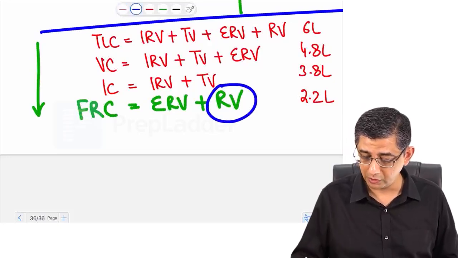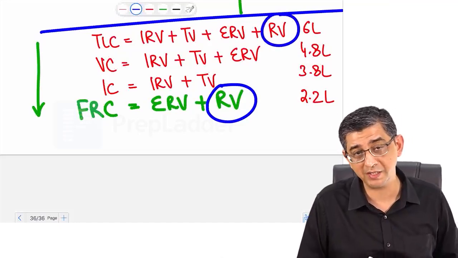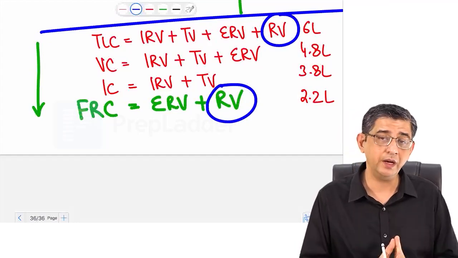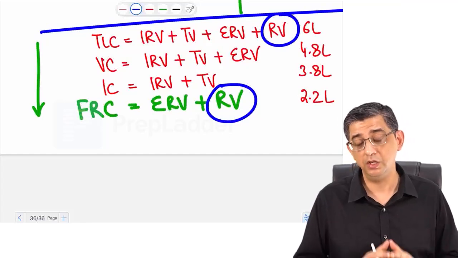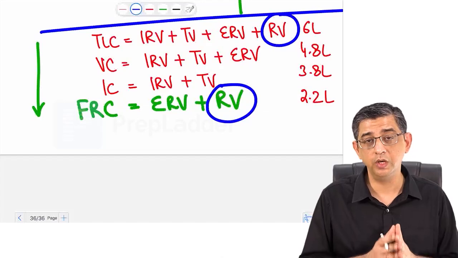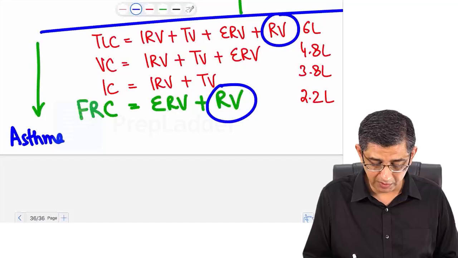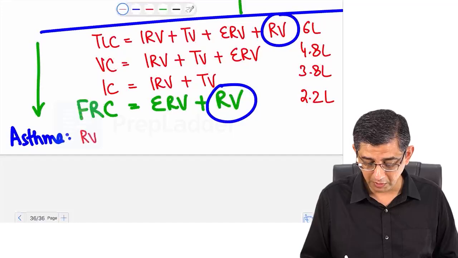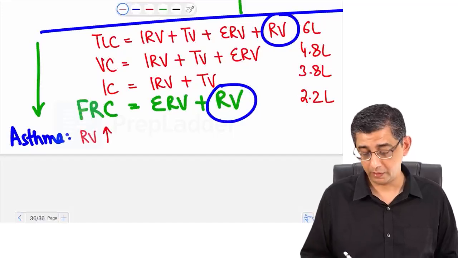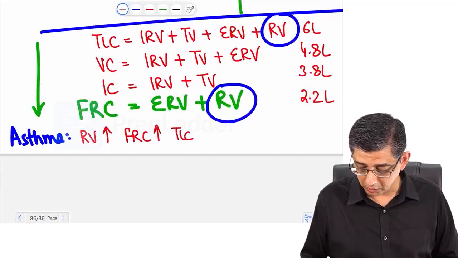Residual volume is a component of these formulas. So if I take up a case of asthma, in asthma there is air trapping, in COPD there is air trapping, so residual volume will increase. Let me just jot it down before you. I said asthma is a disorder of expiration. The end result is that in an asthmatic patient, residual volume will be more. So FRC will also be more, TLC will also be more.